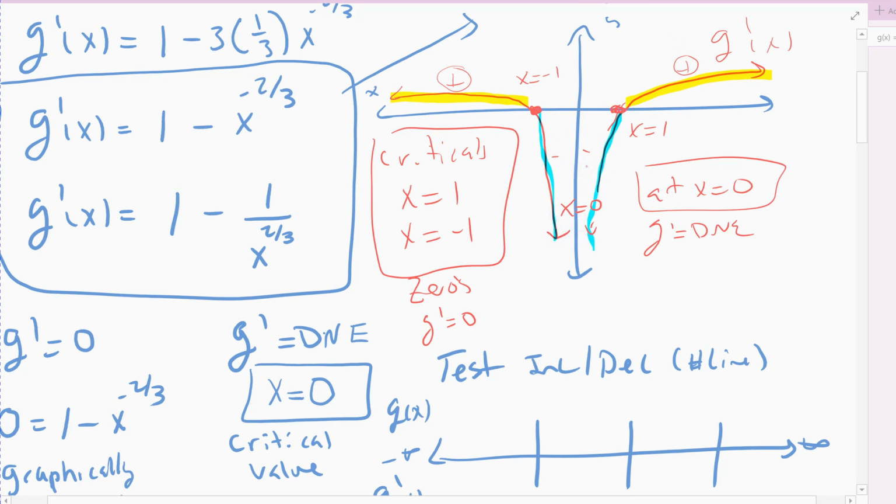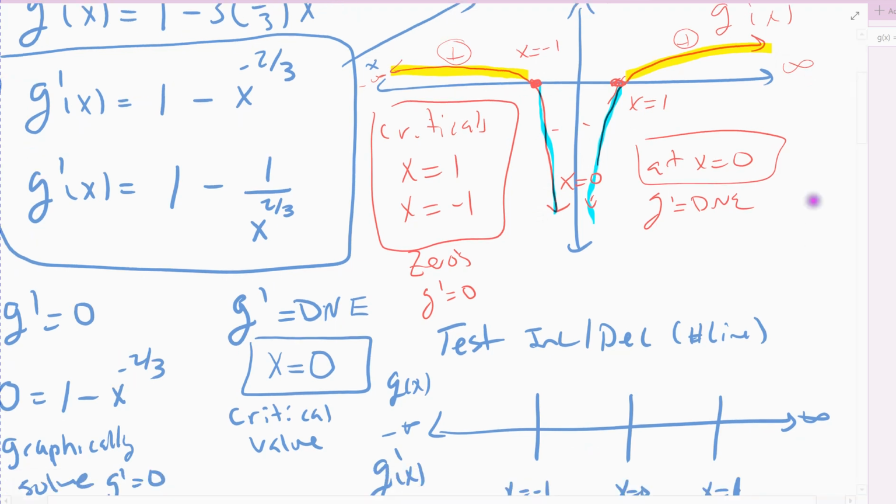And so my derivative is positive from negative infinity to the first critical value, negative 1. And it's positive again from 1 to infinity. It's negative from negative 1 to 0 and from 0 to 1. At 0, it's nothing. It doesn't exist. It is neither positive nor negative. It's not increasing or decreasing. Something special is happening there.